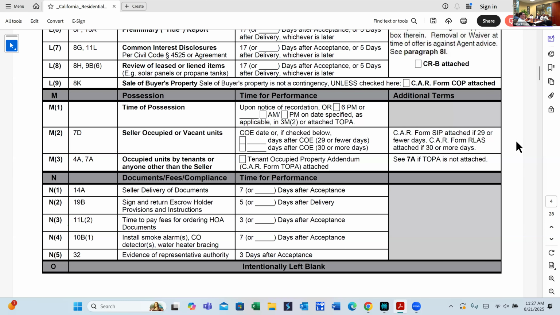And then review of lease or lien items. What is very common are solar panels. It's a contingency from the buyer. If the solar panels are leased, typically it's assumable. If it is a purchase of a solar system, it is not assumable. It will have to be paid off at close of escrow if the buyer is getting a loan.